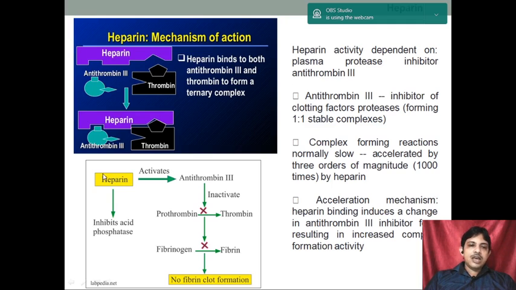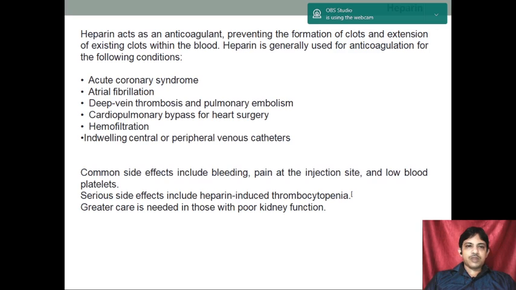Here, heparin inhibits acid phospholipase as well as activates antithrombin. After activation of antithrombin, it inhibits the formation of thrombin from prothrombin. With inhibition of prothrombin to thrombin, it finally inhibits fibrinogen to fibrin, which is insoluble fibrin. So there will be no clot formation. Heparin acts as an anticoagulant, preventing the formation of clots and the extension of existing clots within the blood.